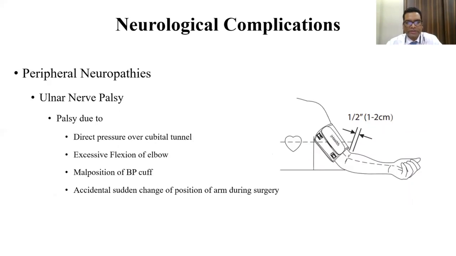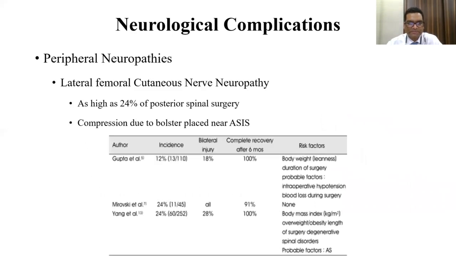There are some neurological complications like peripheral nerve injury. The most common is ulnar nerve palsy, and it is mainly due to direct pressure over the cubital tunnel, or maybe because of excessive flexion of the elbow or the position of the BP cuff. So make sure that the BP cuff is away from the elbow, and avoid accidental sudden change in the position of the arm during the surgery.